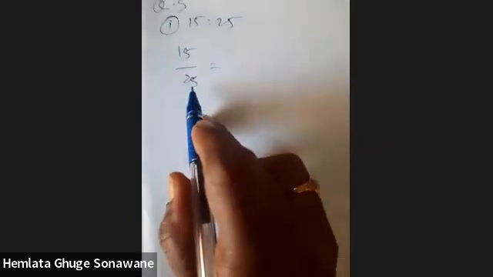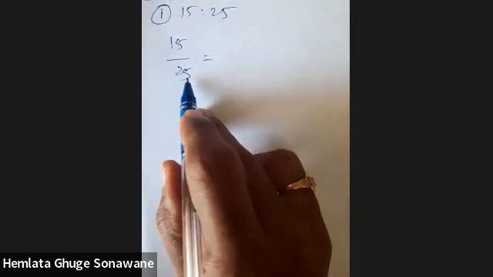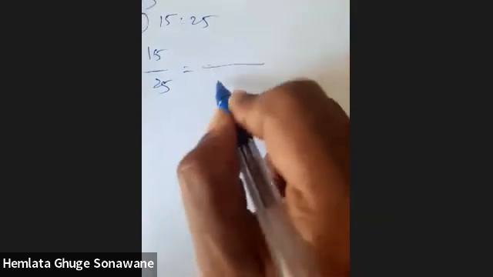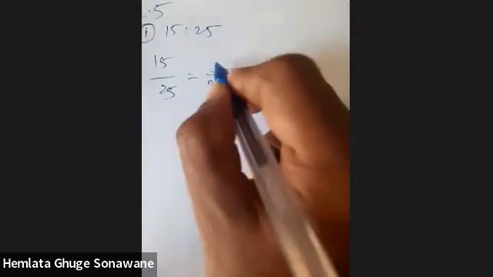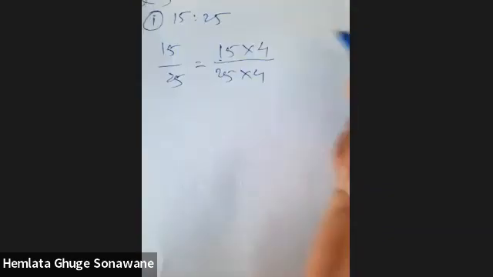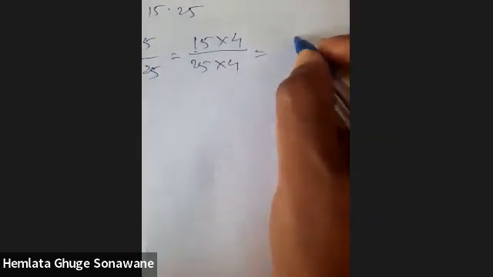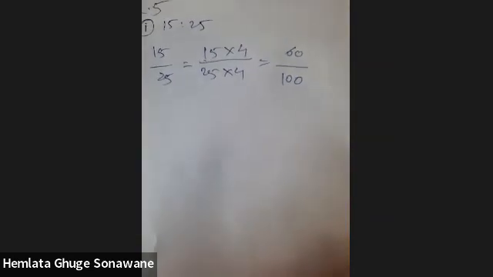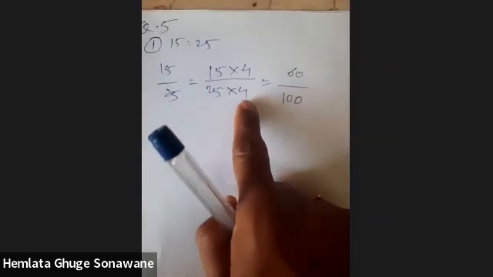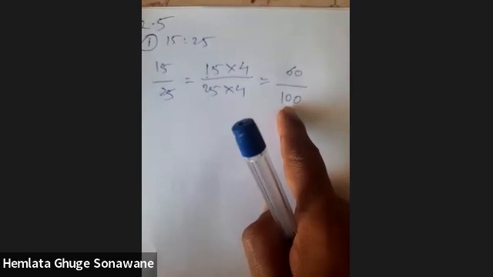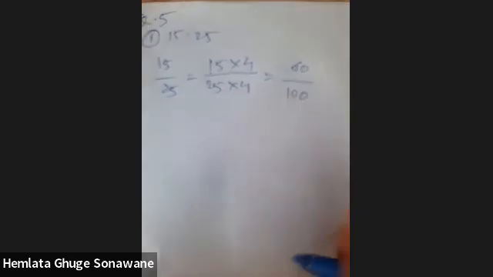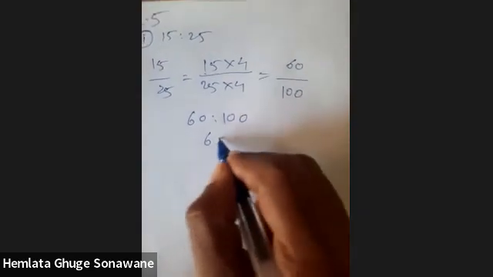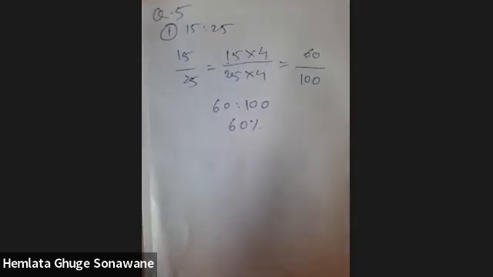Now we have to find the number by which we'll multiply 25 so that we get 100. We know that 25 fours are 100. And here we'll write 15 fours. 15 fours are 60 and 25 fours are 100. Why are we multiplying by 4? Because we have to convert it into the form of percentage. So it becomes 60 as to 100. That is 60%.